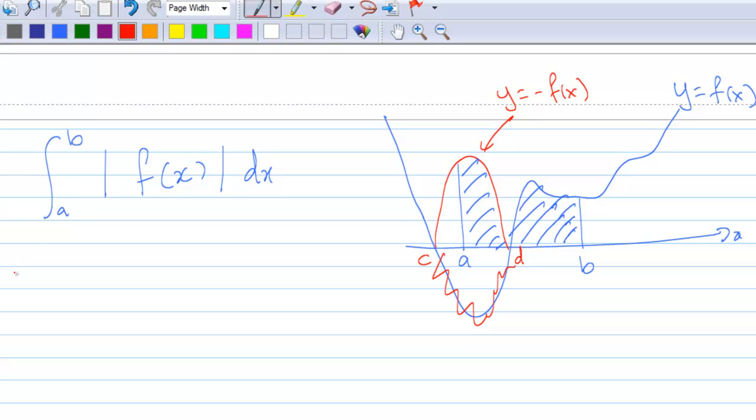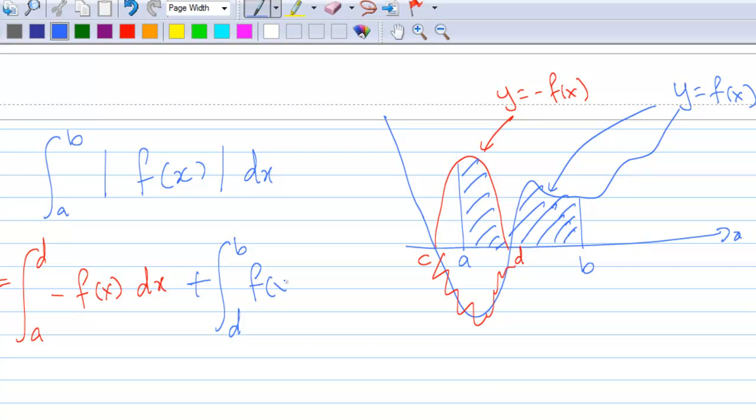So we will break it up into integration from a to d, and for this portion, because the area is the reflected portion, we will put negative f(x) dx, and for values of x between d and b, we know the portion of the graph involved has the equation y equals f(x). So when we remove the absolute value, it will still be f(x), and we will integrate accordingly.